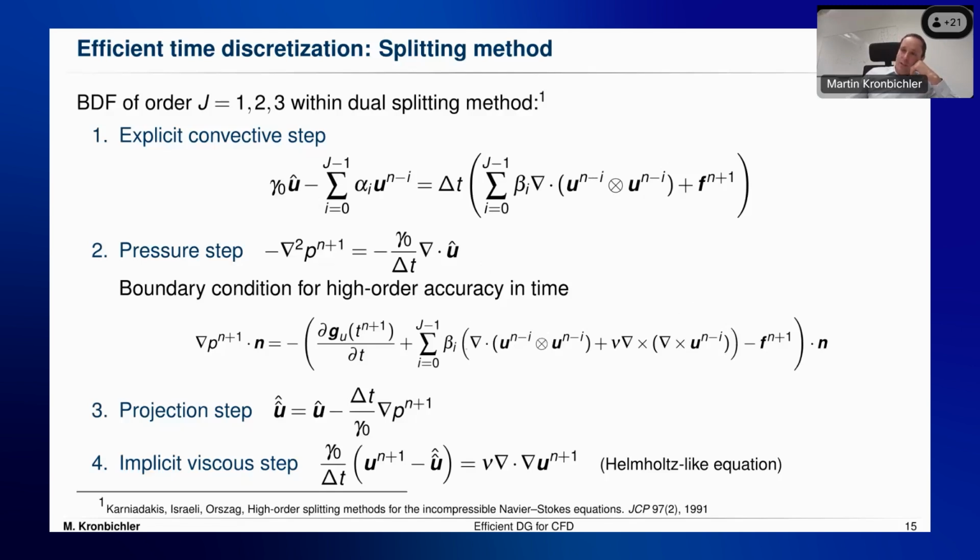Okay, I see. Second order and third order is okay, but first order accurate would definitely destroy your spatial discretization.